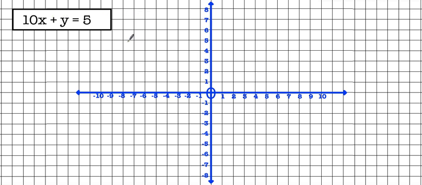So lastly, I have 10x plus y is equal to 5. If I want my y-intercept, again, substitute x for 0. So 10 times 0 plus y is equal to 5. Now this cancels out. So now I just have y is equal to 5. And that's it. I don't have to divide by anything because I already know what y is. So that's my y-intercept at 0, 5.